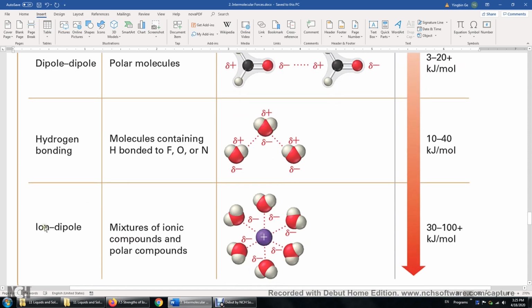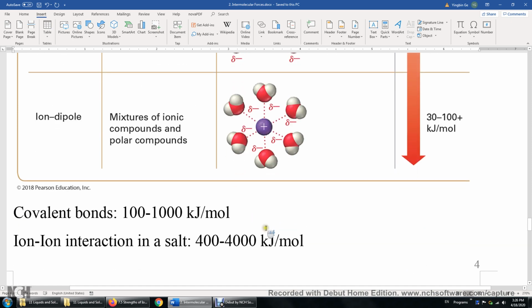If we dissolve table salt in water, we have ion-dipole interaction. For example, this sodium plus in the middle, surrounded by, in this case, 6 water molecules. Well, it can be surrounded by between 6 and possibly 20 water molecules. And again, the sodium plus is positively charged. The lone pair electrons on the oxygen atom is negatively charged. There's very strong interaction between sodium plus and those oxygen atoms. The strength is between 30 to 100 kilojoule per mole.